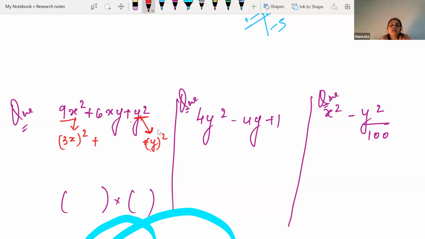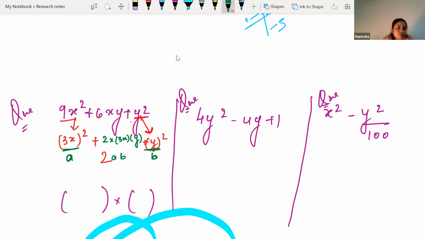Now we will try to make the 2ab arrangement in the middle. So our a is 3x, our b is y. So 2ab, if I want to make it, it will be 2 into our 3x into y.